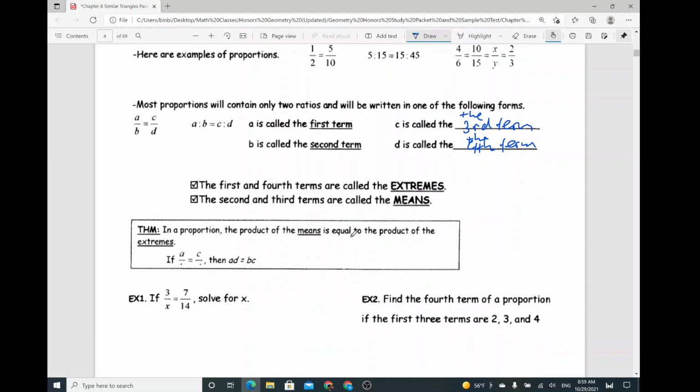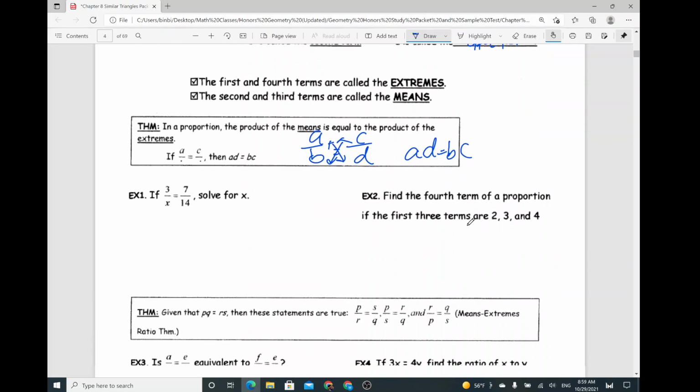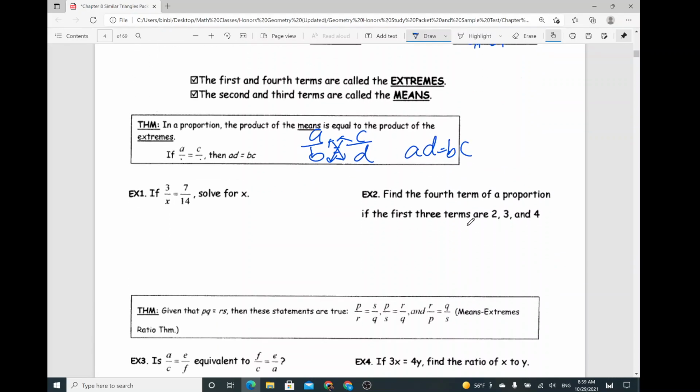In a proportion, the product of the means is equal to the product of the extremes. If you just cross multiply a over b equals c over d, you'll see that a times d equals b times c. Now let's do an example. If 3 over x equals 7 over 14, once we cross multiply we get 3 times 14, which is 42, and x times 7, 7x. Then divide by 7 to find the other mean, so x equals 6.